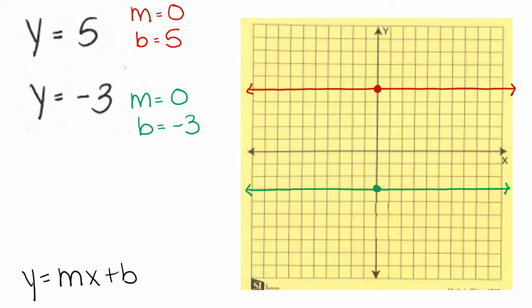And because we have two lines that are parallel, meaning they do not cross, they do not intersect, it means we have no solution.